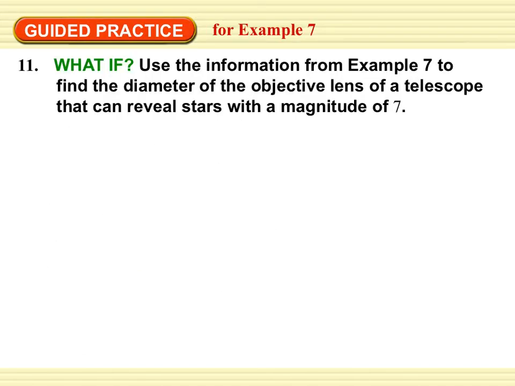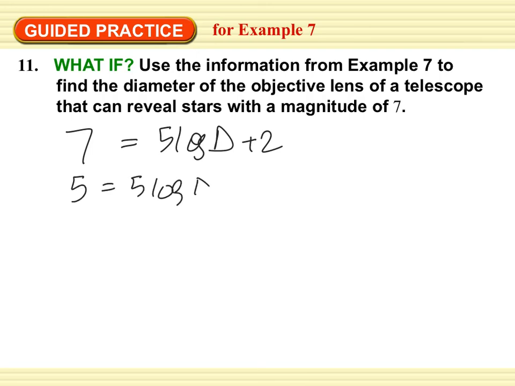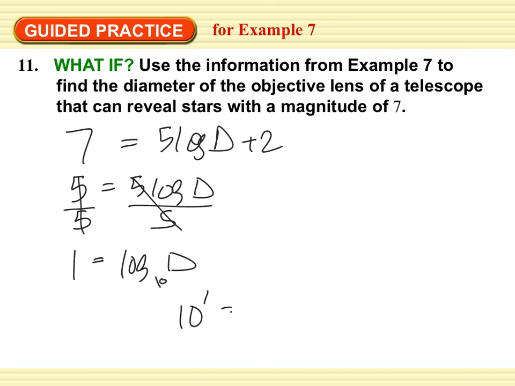What if, example 7, magnitude was 7? So that means we would have 7 equals 5 log d plus 2. Subtract 2 from both sides. Divide both sides by 5. So it's 1 equals log base 10 of d. So 10 to the first power equals d. Therefore, d equals 10 millimeters.